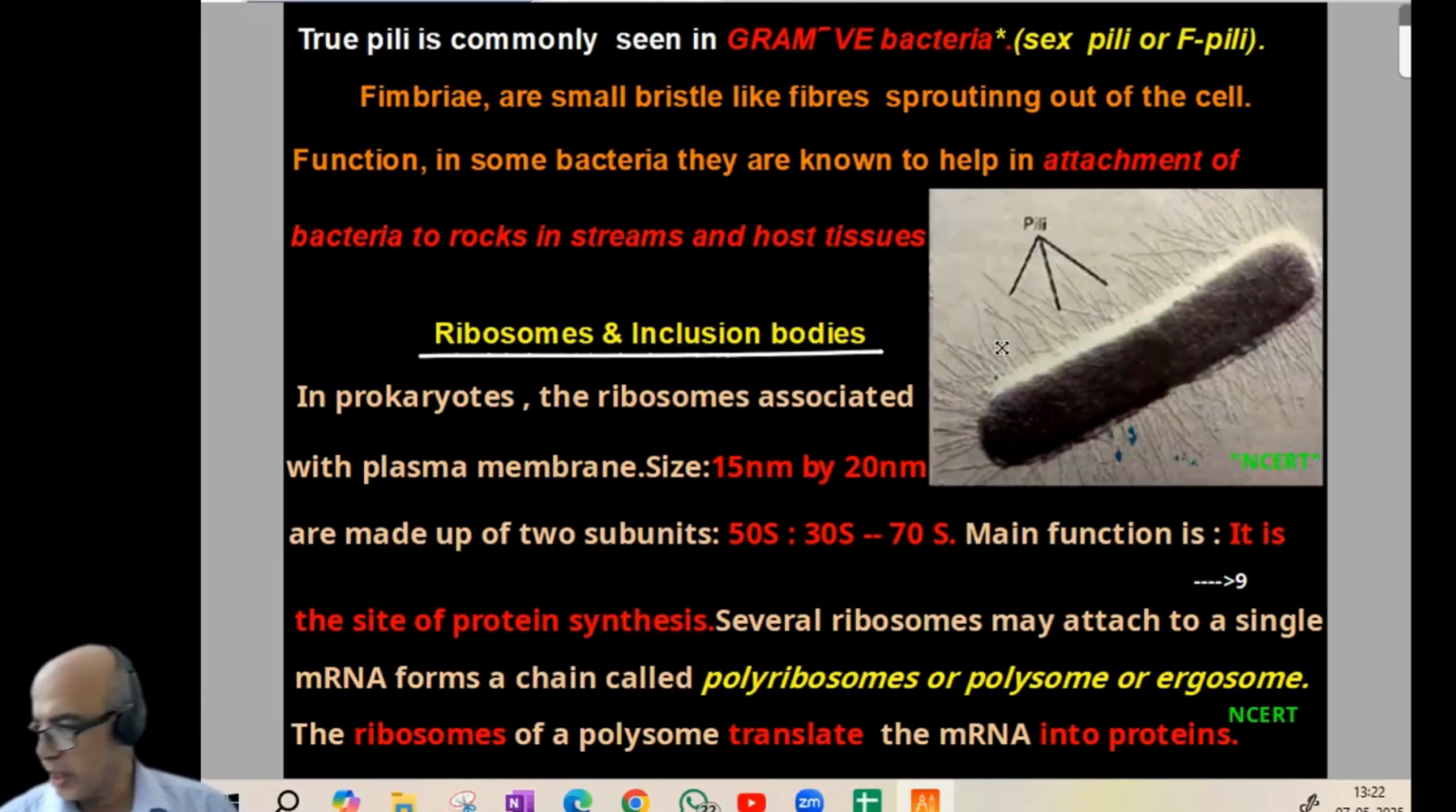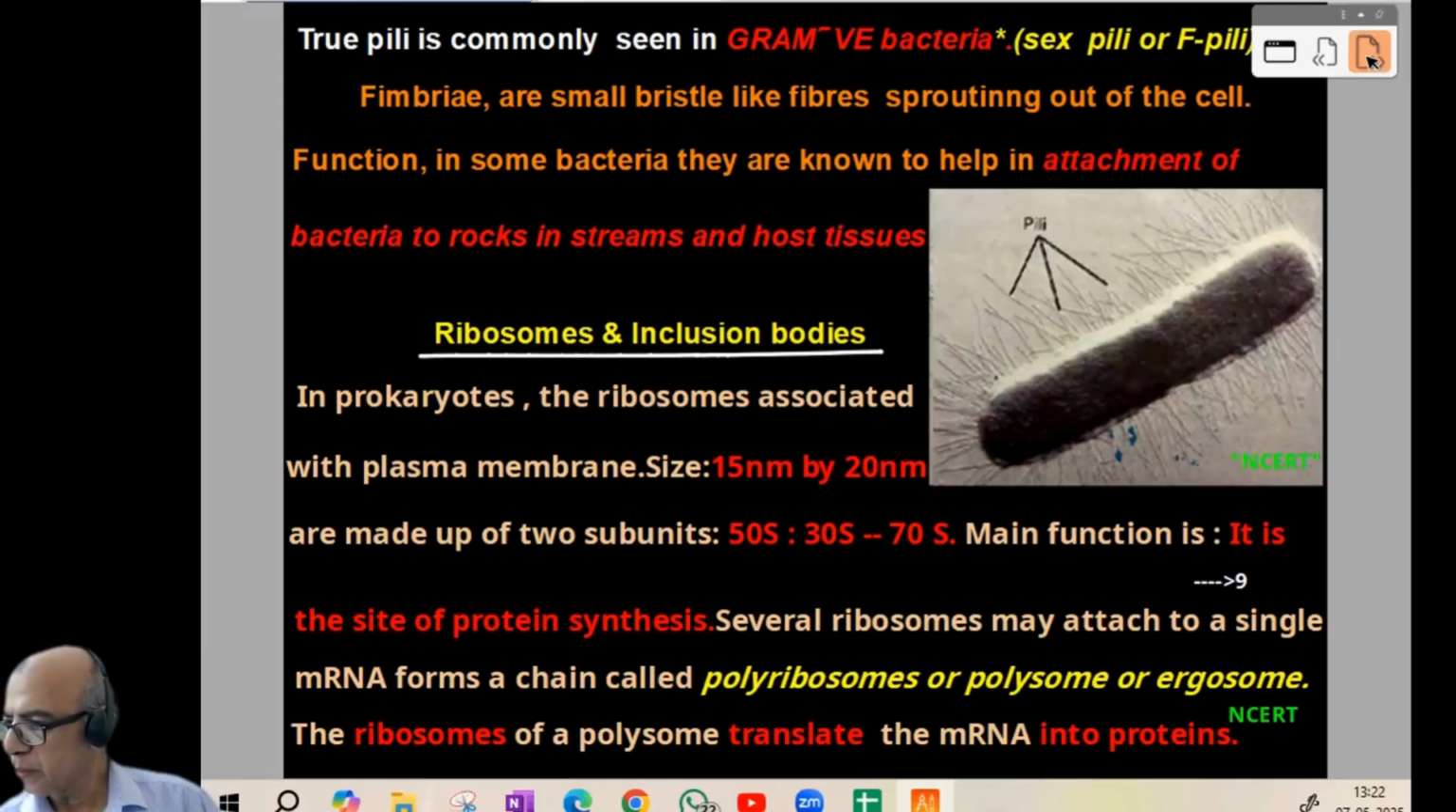Now, inclusion bodies. Here you can find pili, old NCERT. Ribosome and inclusion body. The prokaryotic ribosome is seen associated with the plasma membrane, size 15 nanometer to 20 nanometer, made of 2 subunits, 50S and 30S, total 70S, main function protein synthesis. Several ribosomes attached to a single mRNA form a chain called polyribosome or polysome, or rarely a term used, ergosome. But the main term is polyribosome or polysome. Ribosomes of a polysome translate mRNA into protein.